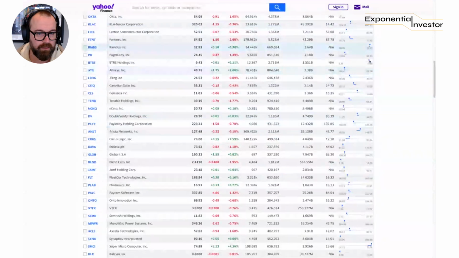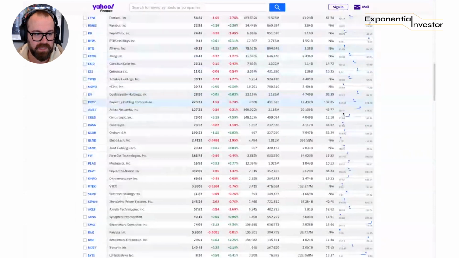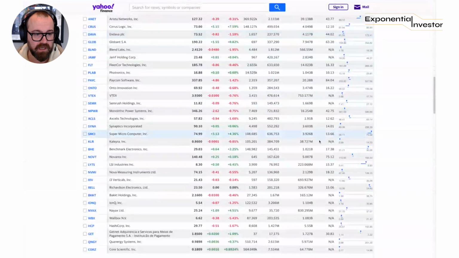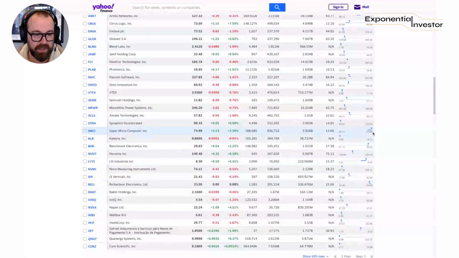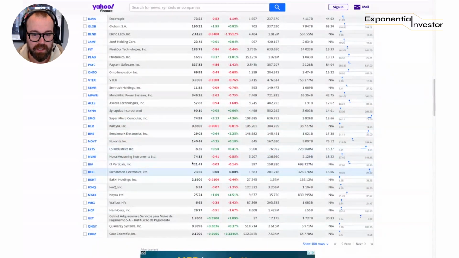So we've got Rambus, again, near its 52-week high. BTRS Holdings up near its 52-week high. A few in the mid-range through here. And as you'll see, most of them right down the end. Super Micro Computer, bang, right up there, benchmarks. So you can start to use a bit of the data here as indicators around momentum.